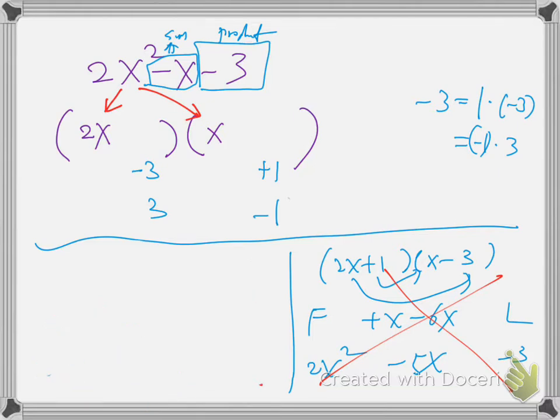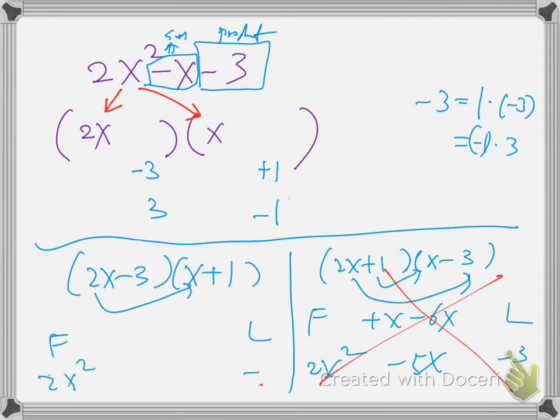2x minus 3 and x plus 1. 2x minus 3 and then x plus 1. So F is the same, L is the same, 2x squared, -3. So what's the O term? This is the inner product, this is the outer product. Outer product 2x times 1, so this is 2x.